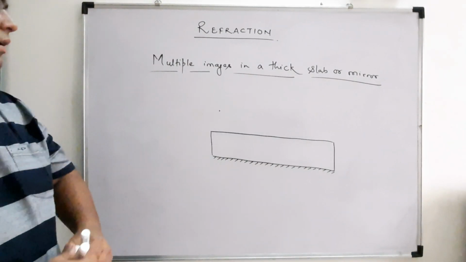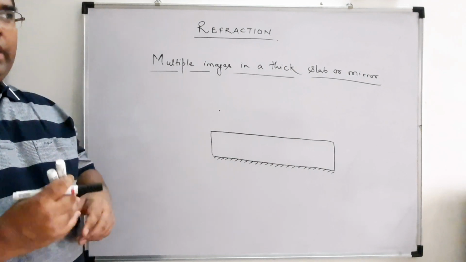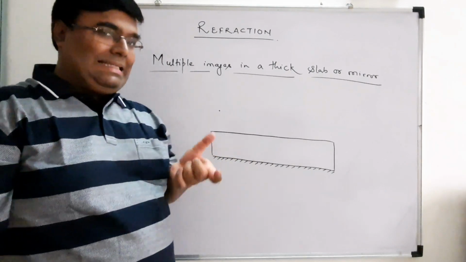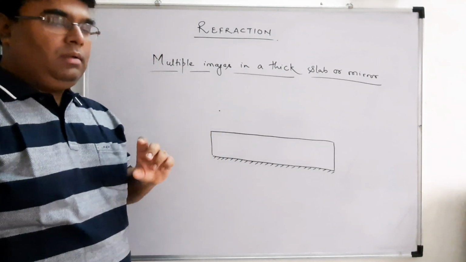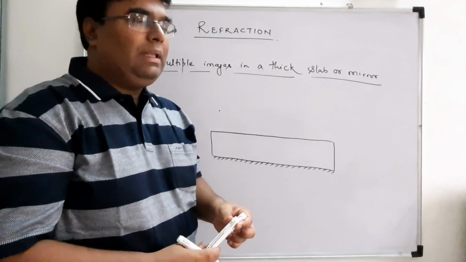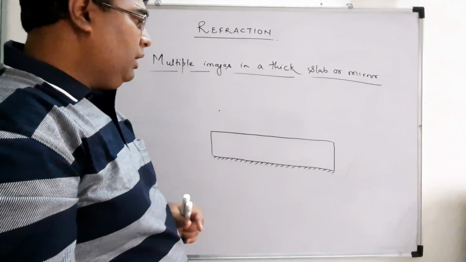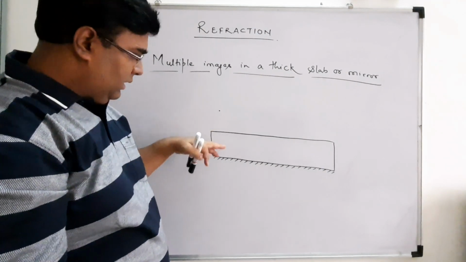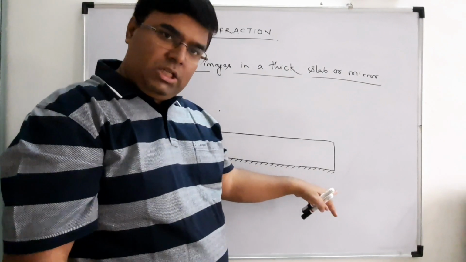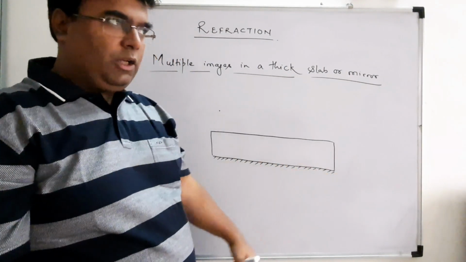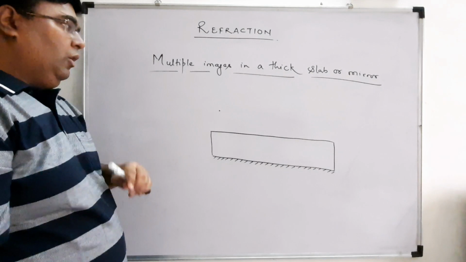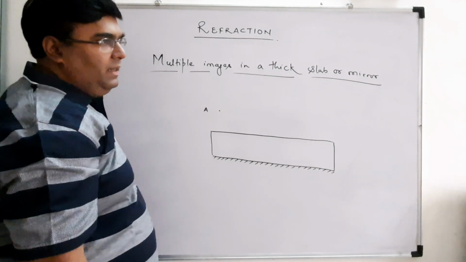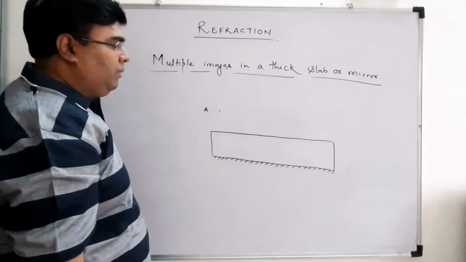Okay, now we will understand how multiple images are formed when we keep a thick slab or a thick mirror. The thickness of the mirror is more than the normal mirror. Let us say we have taken a thick mirror here. This is my first surface and this is my second surface, which is polished. So this bottom is actually my mirror. Now suppose I have taken this one point A. Let us see how its image is formed.